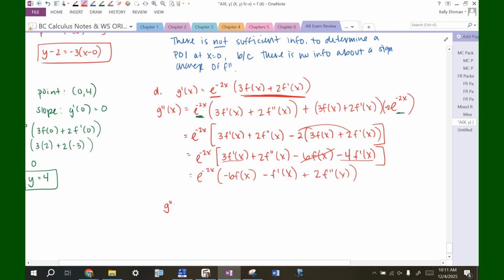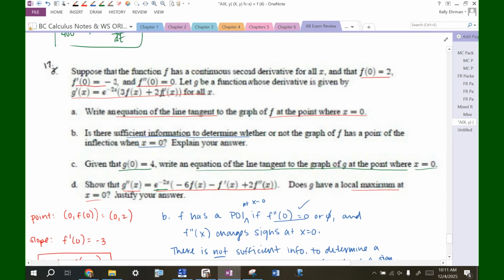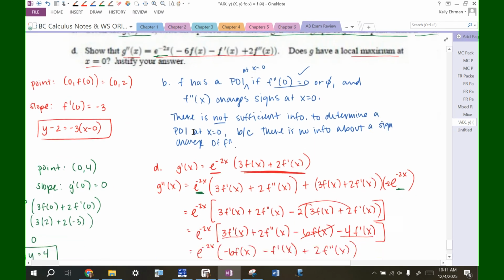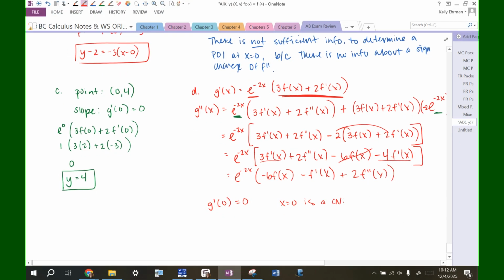So what is g prime of 0? Because, let's see, where's g prime? Did we find that earlier? Sorry, g prime of 0, yeah, g prime of 0 equals 0. We know that. We found that earlier. That means that x equals 0 is a critical number. There's a horizontal tangent there. And then the question for the second derivative test is saying, well, what is g double prime of that number? Is it positive or negative? So let's plug that in.